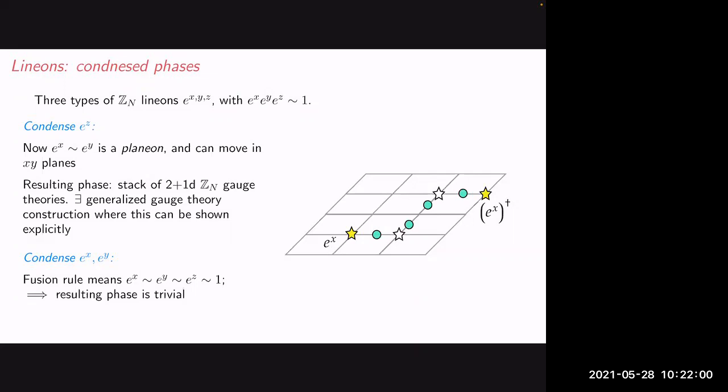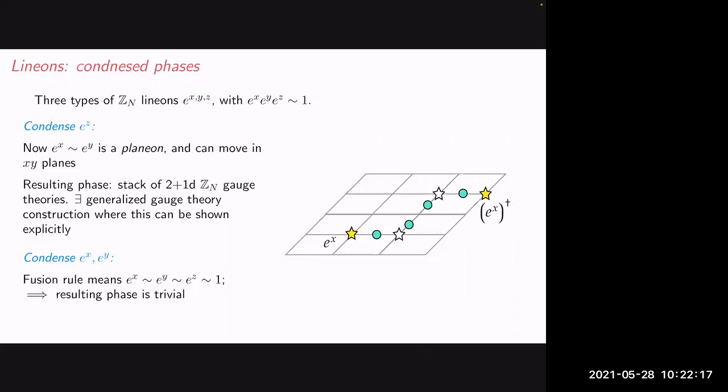Okay. And indeed, this guess turns out to be correct. You can do some sort of generalized gauge theory construction where what exactly goes on in the condensation transition can be shown in detail. I'm not gonna talk about that for time.